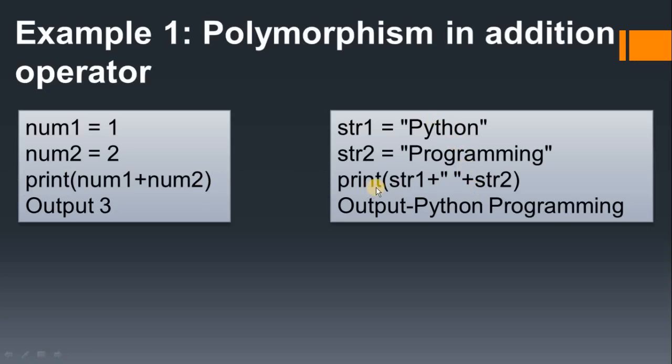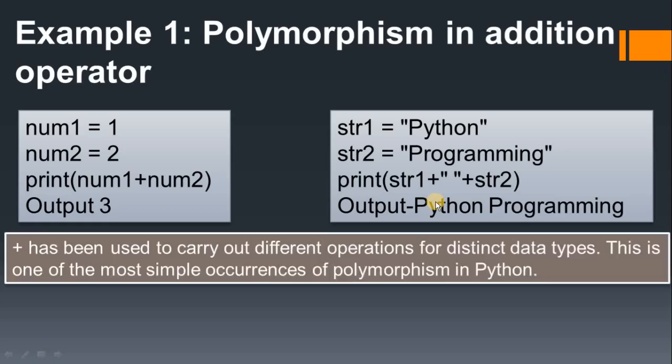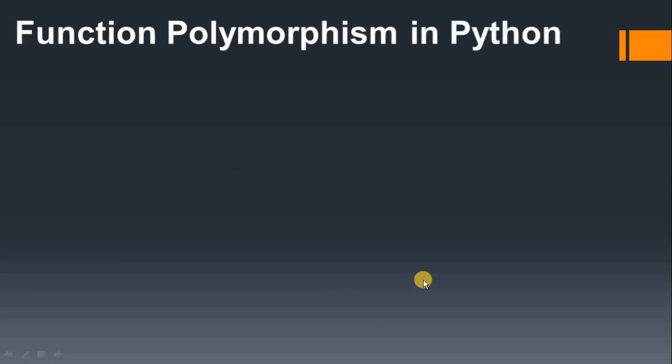So they basically have different tasks, but we are using the same plus operator, performing addition here and joining two strings there. That is exactly what polymorphism is. So plus here is used to carry out different operations like we have seen. This is one of the most common occurrences of polymorphism in Python.